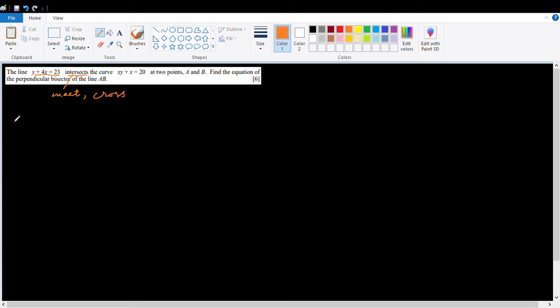Like one equation is y plus 4x is equal to 23, and the other equation is the equation of the curve, which is xy plus x is equal to 20. So the simple thing you are going to do is solve these two equations simultaneously to get the coordinates of the point.